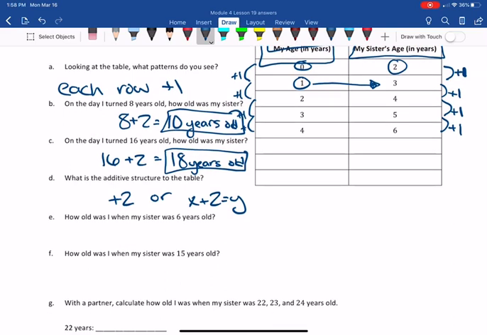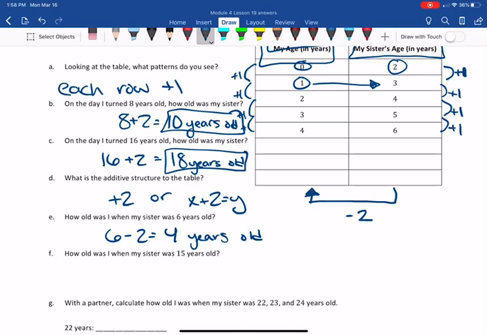So now what would we have to do if we're working backwards? How old am I when my sister was 6 years old? So now we're working from here to here. We're working a little backwards. Now we're not going to add 2 years to my time. We're going to subtract 2 years from my time. So if she's 6 minus 2, I would be 4 years old.